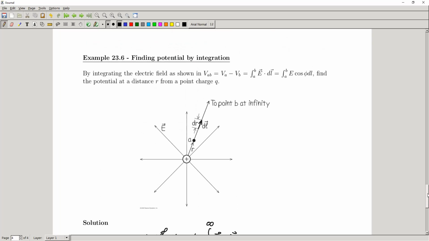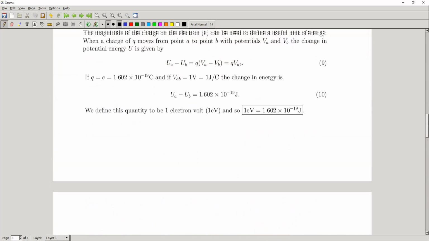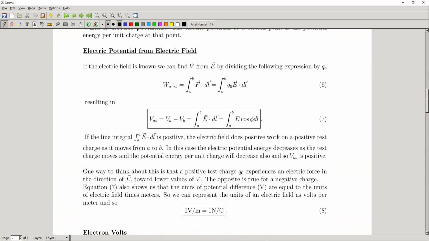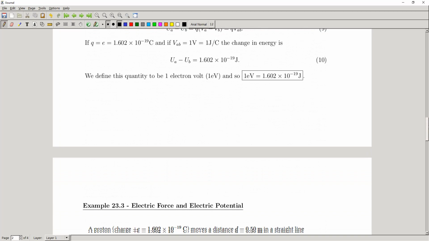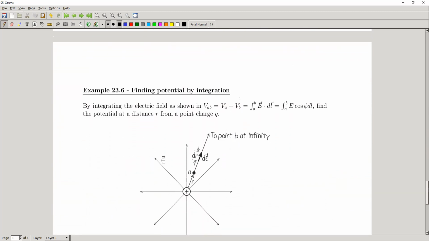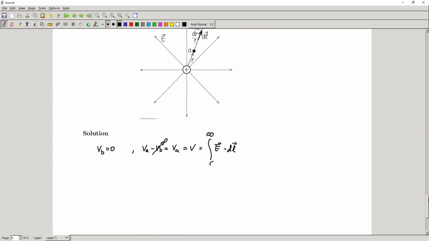Now why is this? Well, this is just reusing the expression that we have right here. We're basically just setting b to 0, and then evaluating this integral. Our a is our r, the magnitude of the vector that points to point A, and our b is out at infinity. Okay, so let's take a look at this integral.